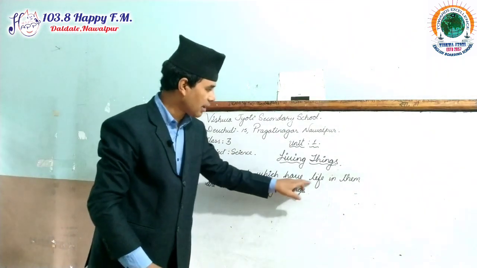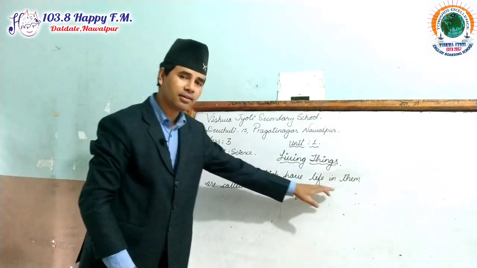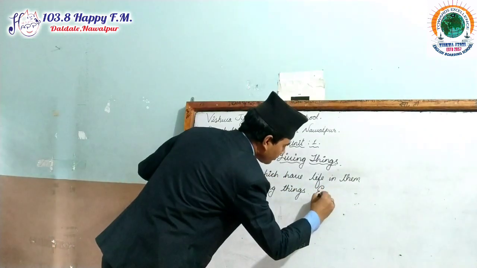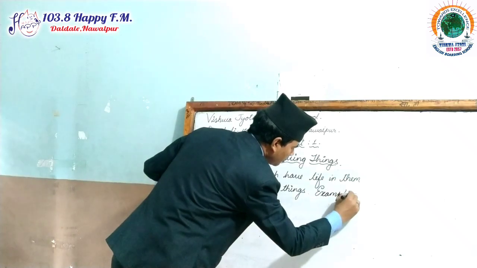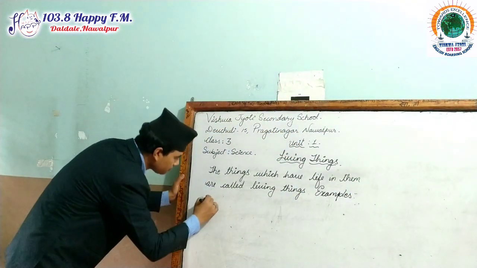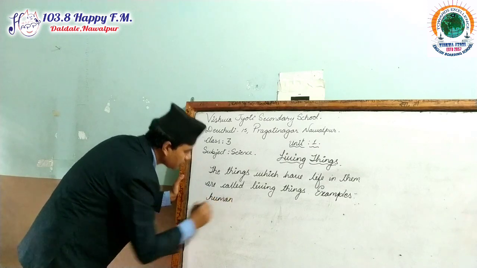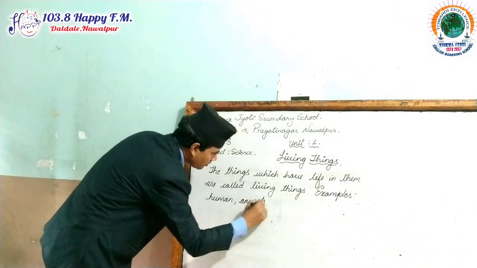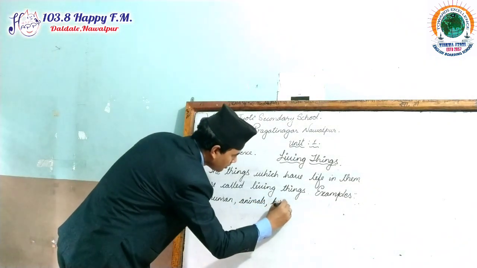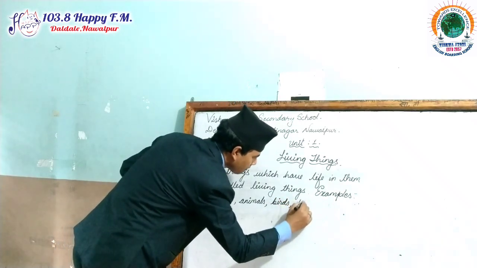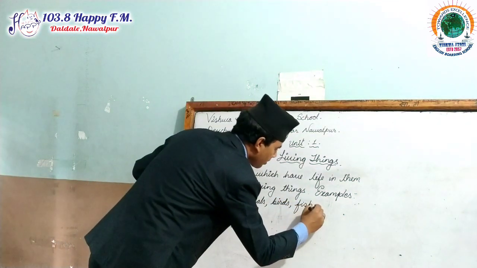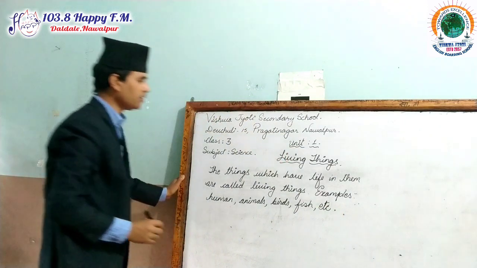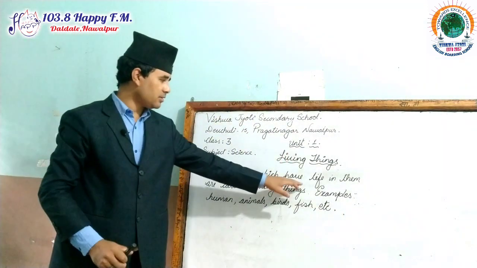The things which have life in them, that means they have got a life in them, are called living things. Now examples. Human at first. Animals. Birds, fish, and etc. These are certain examples regarding living things.